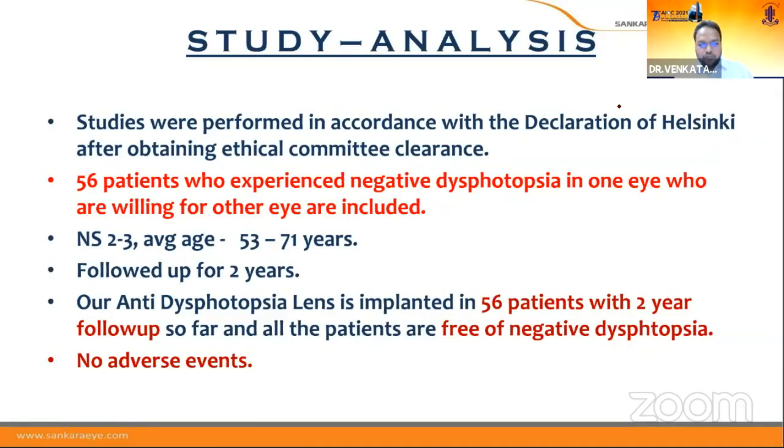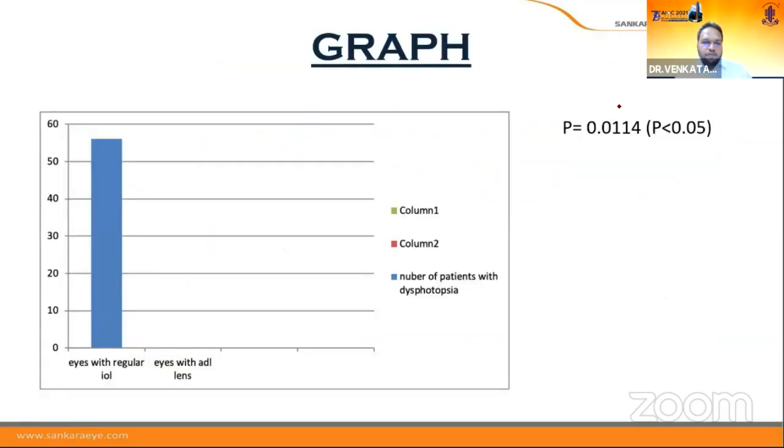Our anti-dysphotopsia lens is implanted in 56 patients so far, and all the patients are free of negative dysphotopsias, and there were no adverse events intraoperative or postoperative. This is the graph showing the significance of our lens, where none of the patients had any symptoms of negative dysphotopsia.